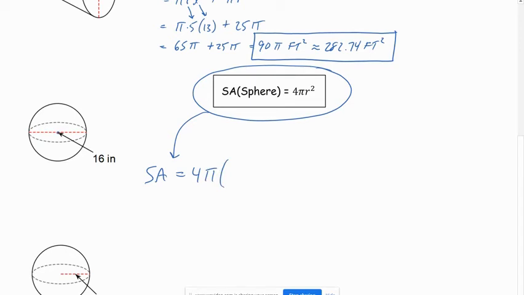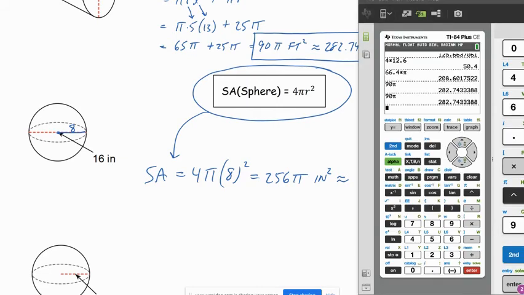Our radius for this would be 8, since the diameter is 16, the radius would be 8. So 4 pi r squared would be 4 times pi times 8 squared, and that is 256 pi. That's in square inches, and that is approximately 256 pi is about 804.25 if we round to the hundredths place.